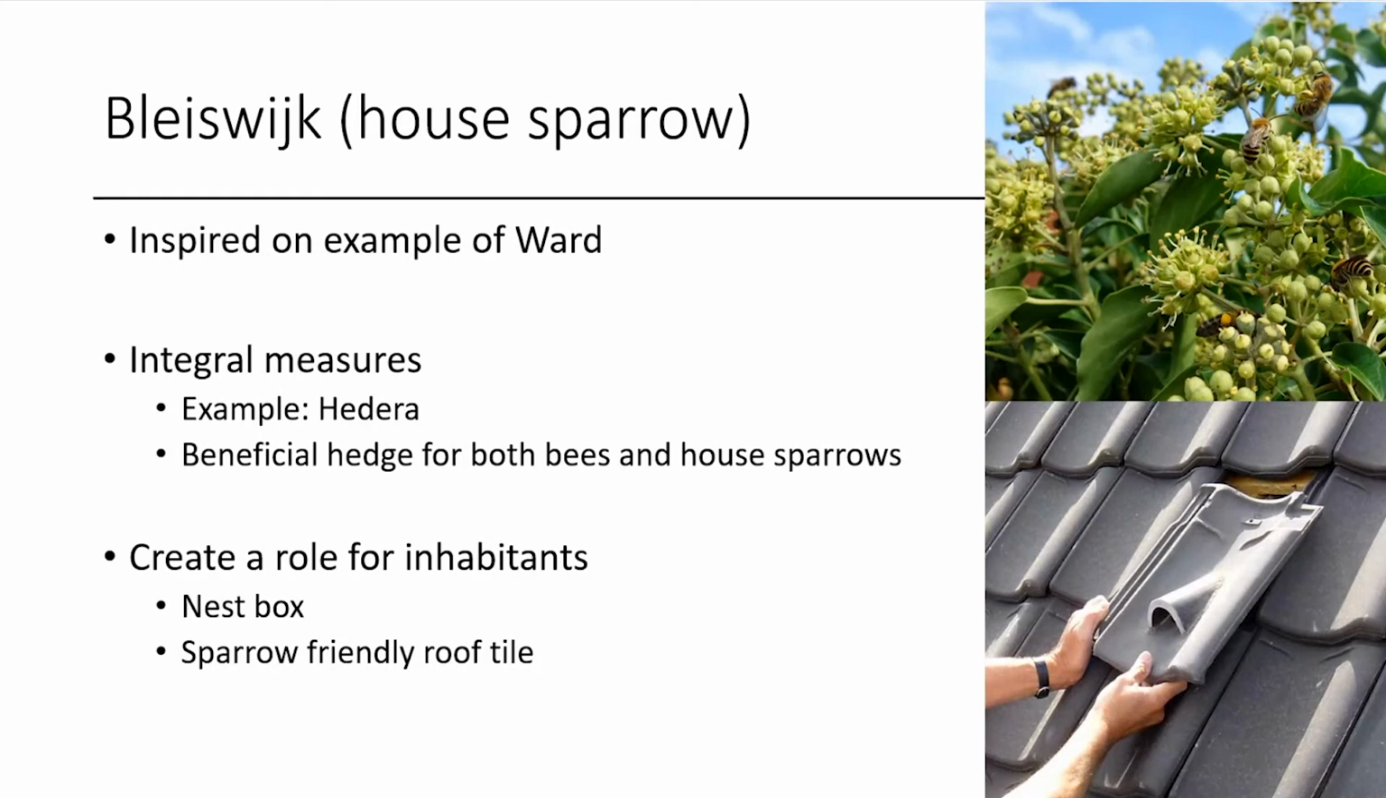So that's where I also thought about the integral measures. How can we promote the house sparrow, but also use beneficial measures that could be good for the neighborhoods in other ways, such as the earlier example with the heat stress? So implement more green in the neighborhood, and also think about the role of inhabitants. As you can see on the picture, for example, the roof tiles with a small nest location in it, which is sparrow friendly.